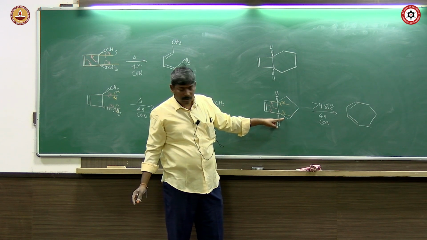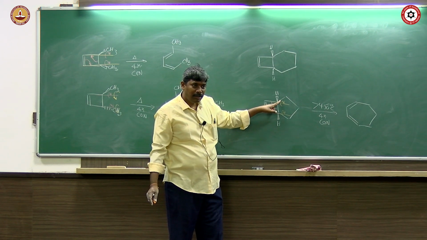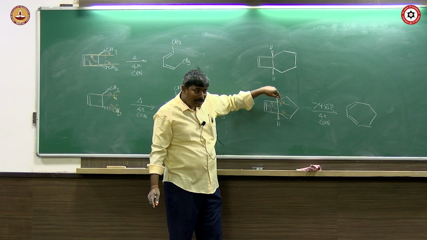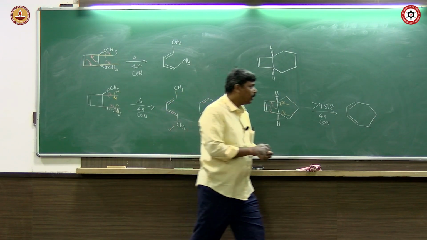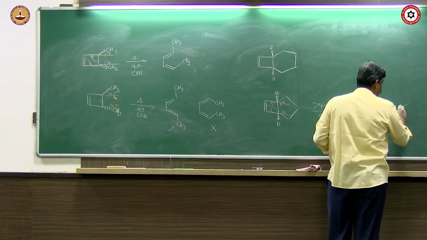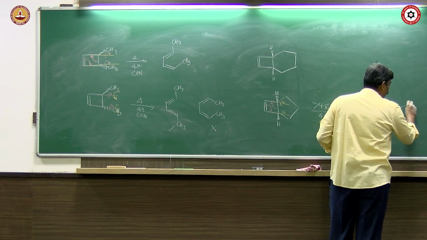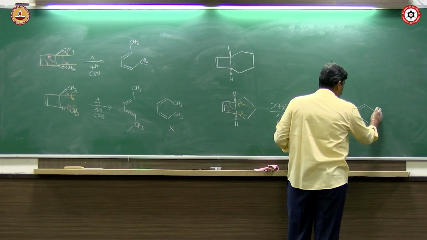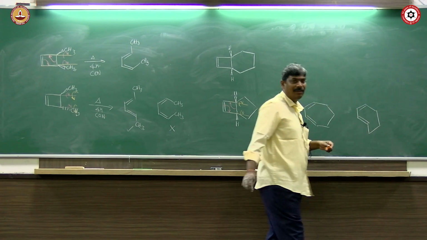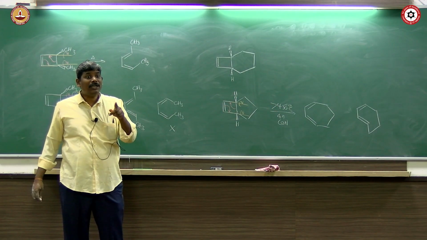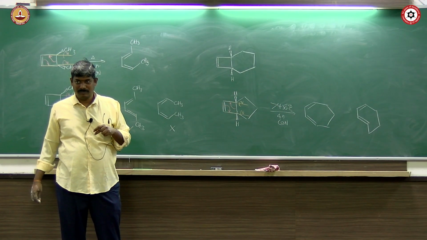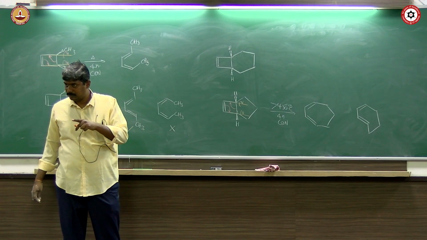It should be outward. What about this? This is also down. This is basically down. That will come inward. So actually your product is supposed to be this. So how many carbons are there? One carbon. This is supposed to be this if it is a concerted process. Do you agree?